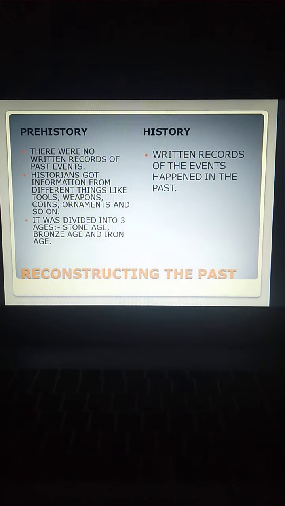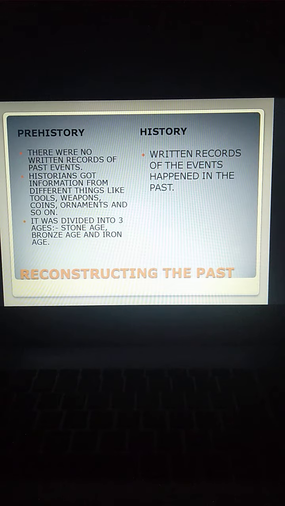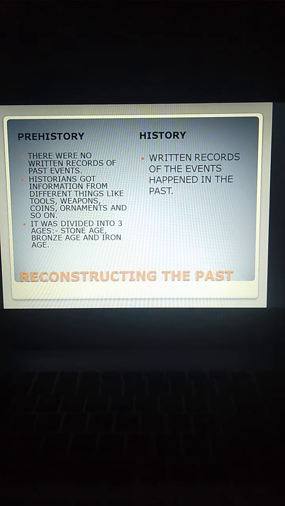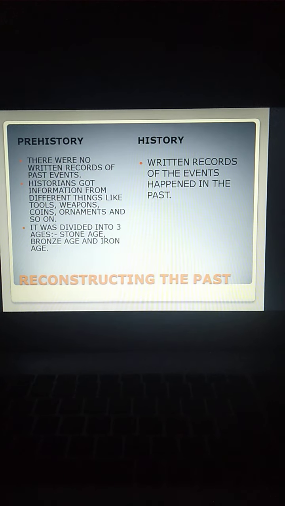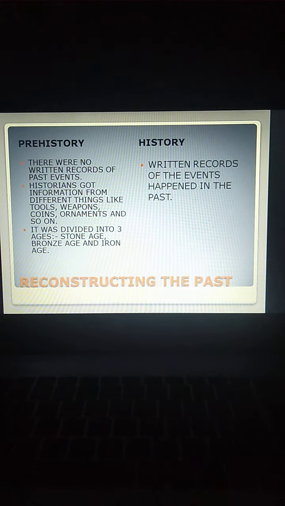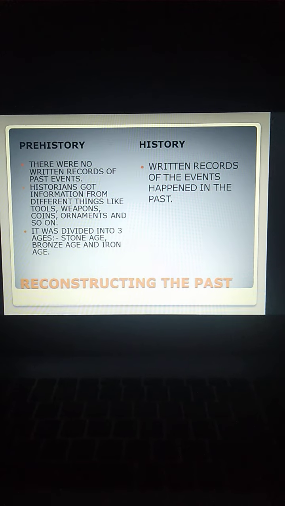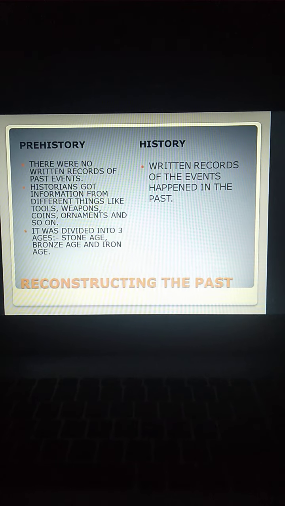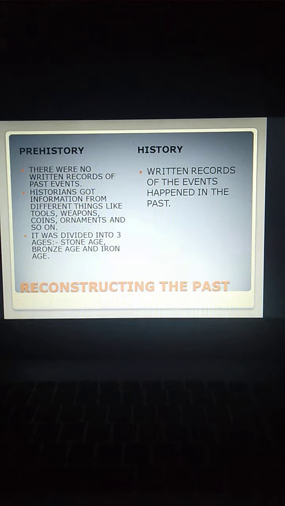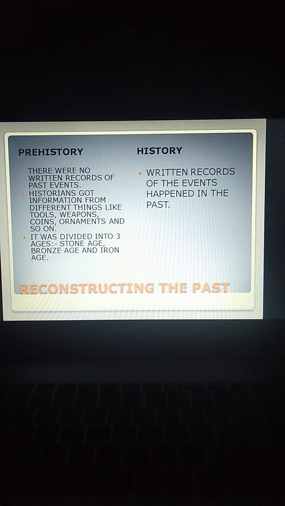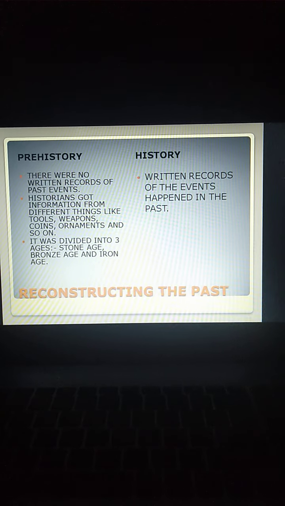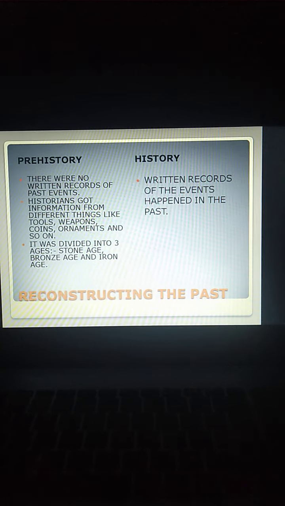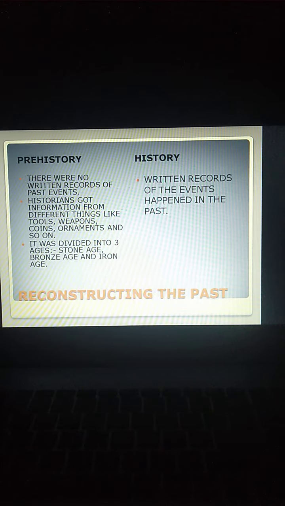Reconstructing the past. The long history of man is divided into two parts, prehistory and history. In prehistory, there were no written records. It means that there were no official written records related to anything that happened in the past. Historians got information from different things like tools, coins, ornaments, jewelry, weapons, and so on. And the prehistorical period was divided into three categories or three ages.